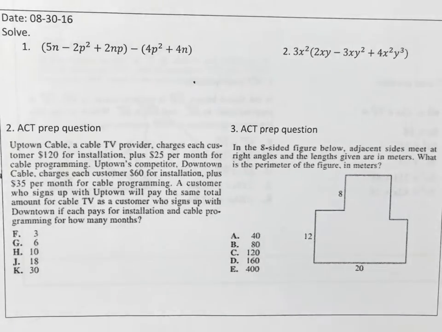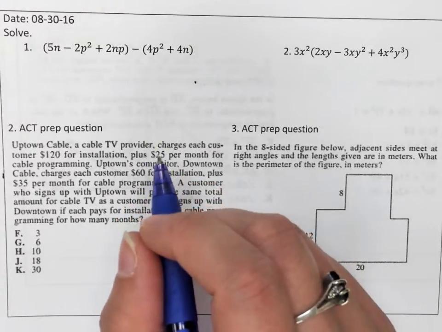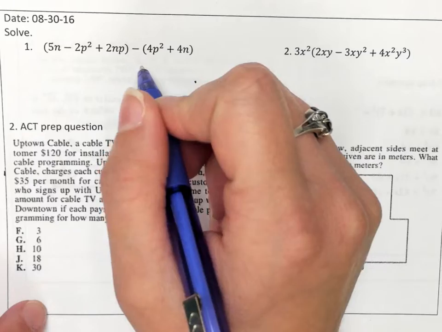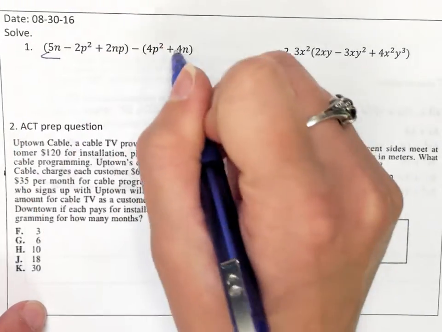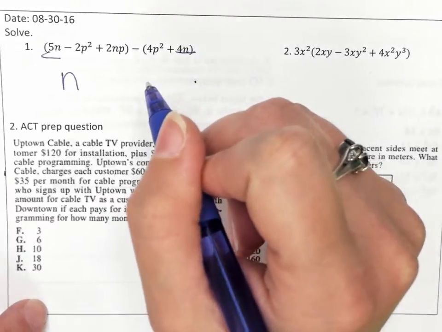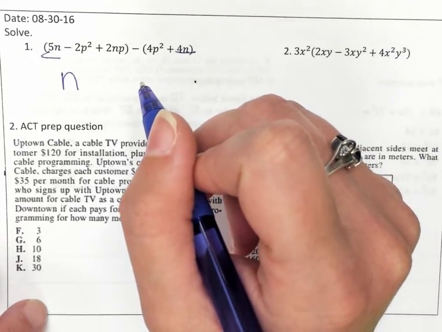Alright, what about number 1? Josh, what did you do first on number 1? Subtracted, or 5 minus 4. 5n minus 4n, right? So that's 1n or just n? Kaylee, what'd you do from here?